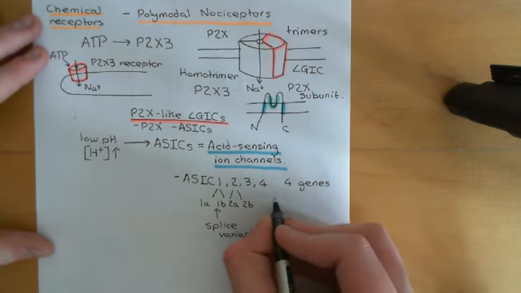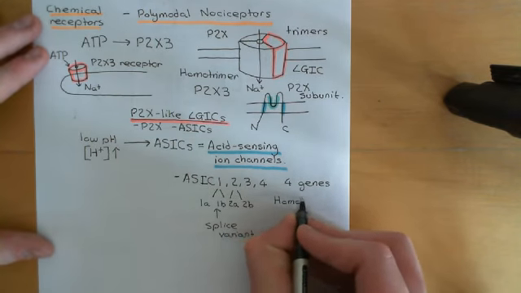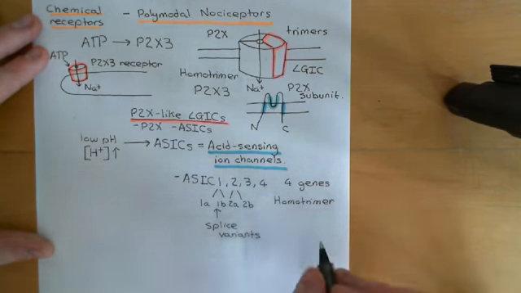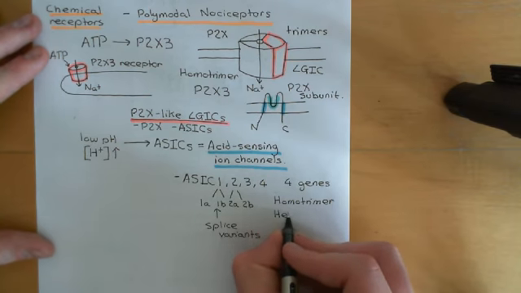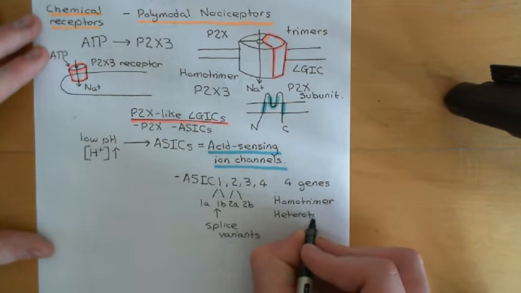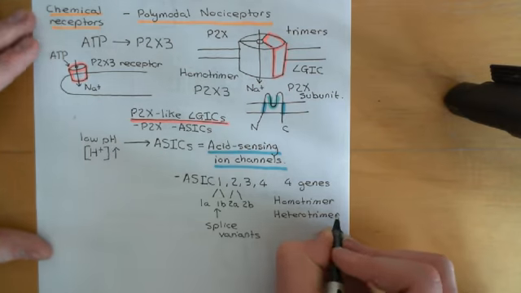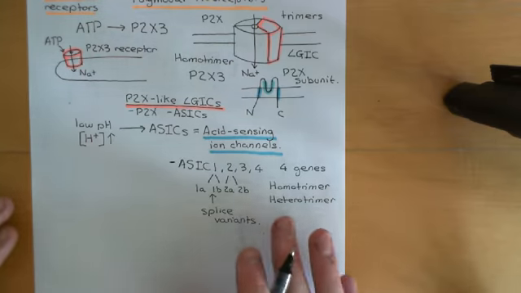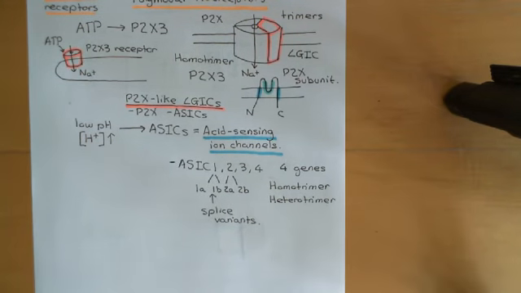You can build both homotrimers, where you put 3 identical ASIC receptor subunits together to make the full trimer, and you can also build heterotrimers, where you have different ASIC subunits coming together to make the full ASIC receptor. So the trimer consists of different ASIC receptor subunits. Many different ASICs are found within the polymodal nociceptors, basically. So that's the structure of these things.